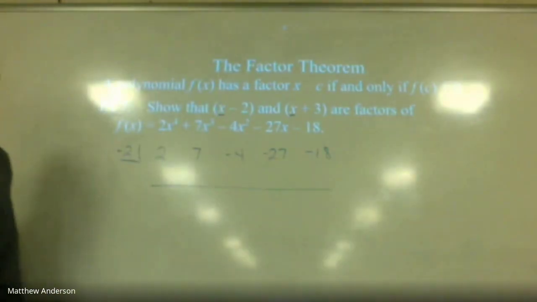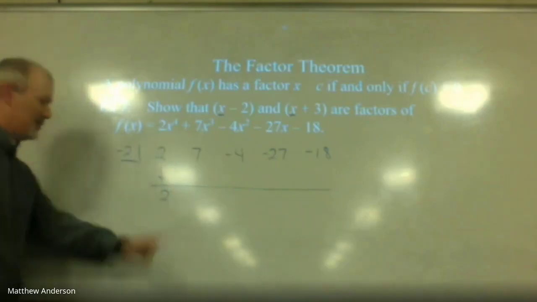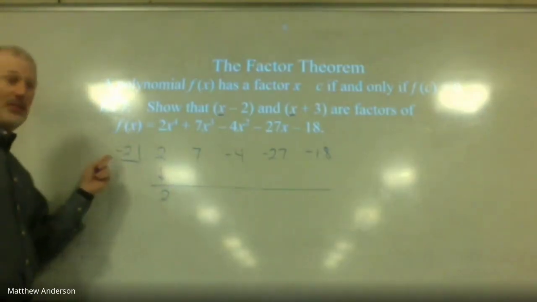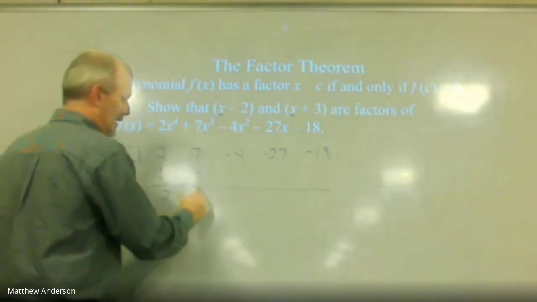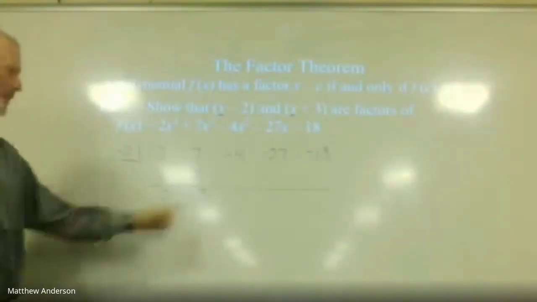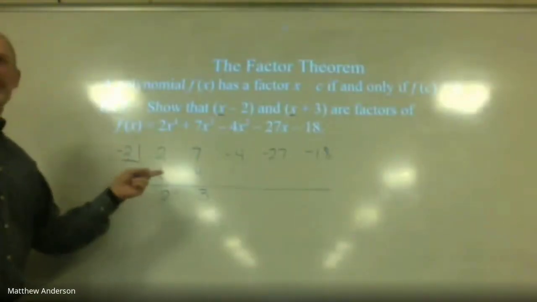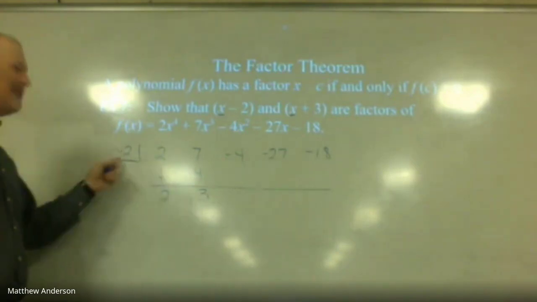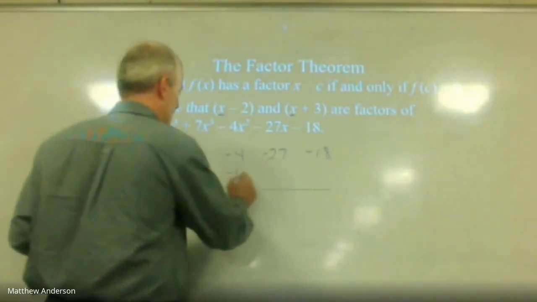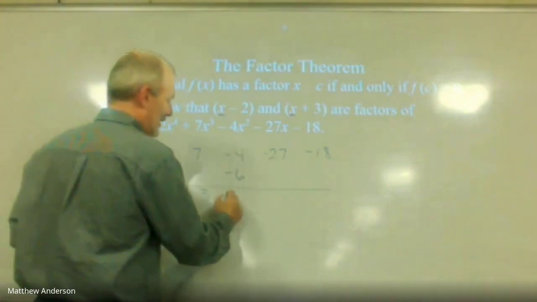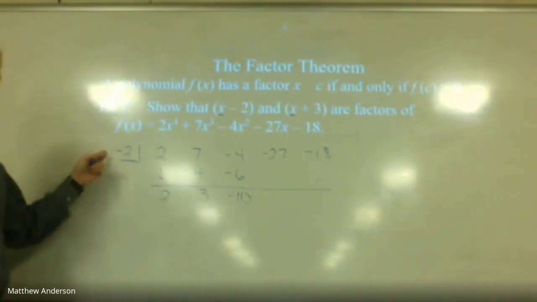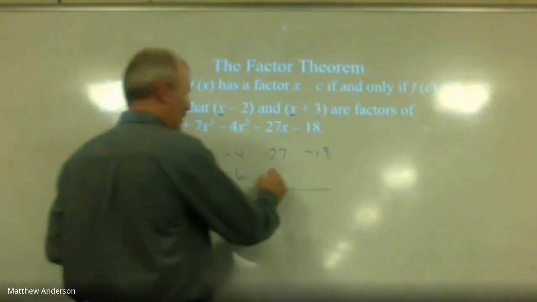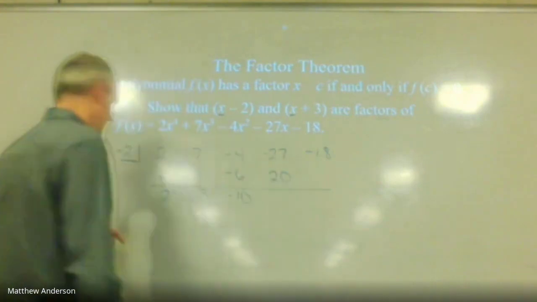And what do we do with the 2? Drop it down. And then this 2 gets multiplied by this negative 2, and we get negative 4. And we add them. Then we multiply them. Oh, actually, I taught this lesson yesterday, now that I think about it. Sorry. Then I multiply them, and I get negative 6. And I add them, and I get negative 10. And then we multiply the negative 10 times the negative 2, and we get positive 20. Uh-oh, I just messed something up. Hang on. What's going on here?